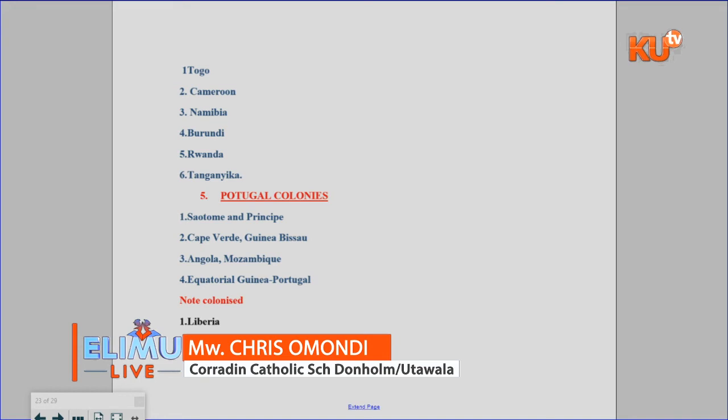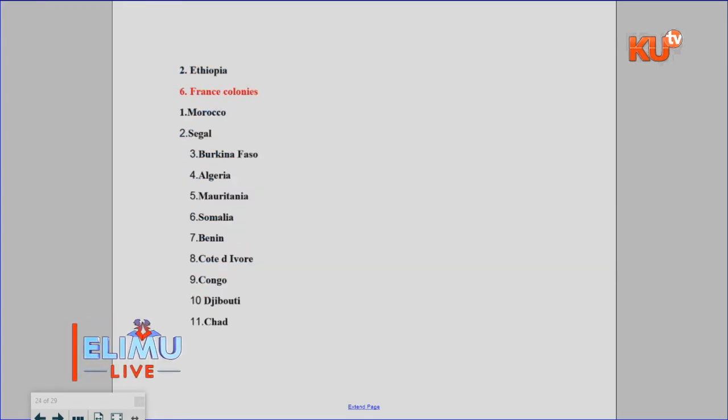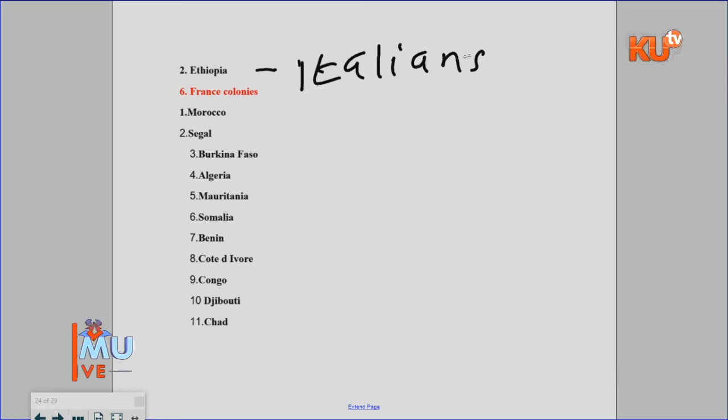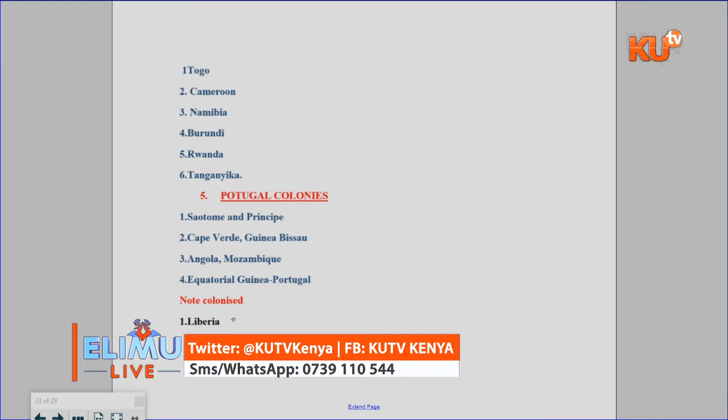Then we have the countries which were not colonized. There are two, Ethiopia and Liberia. I stressed earlier that Ethiopia was not colonized because of a strong leader called Menelik II, who fought the Battle of Adwa and defeated the Italians. That is something you are supposed to take note of. Then Liberia was not colonized mainly because it was a place for freed slaves.